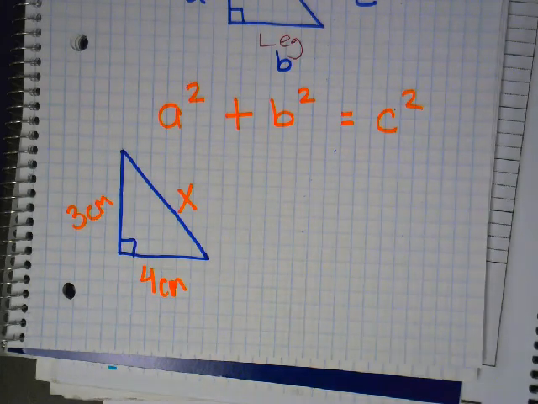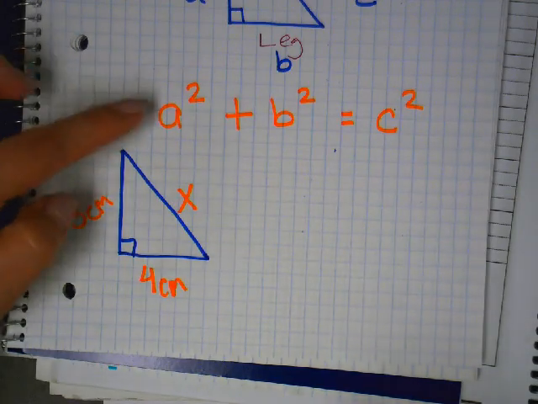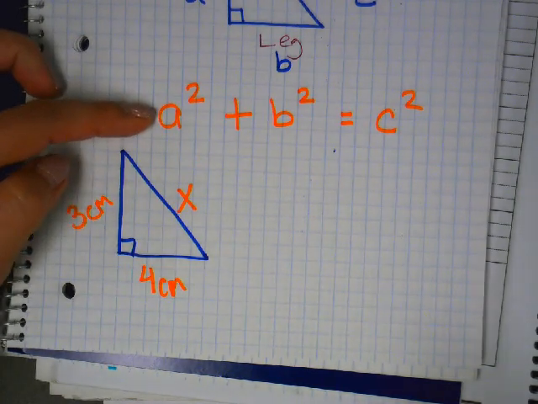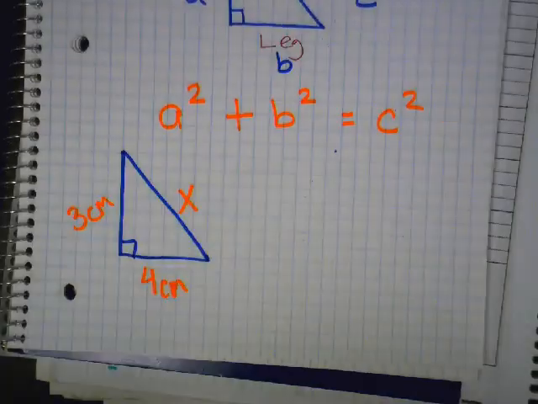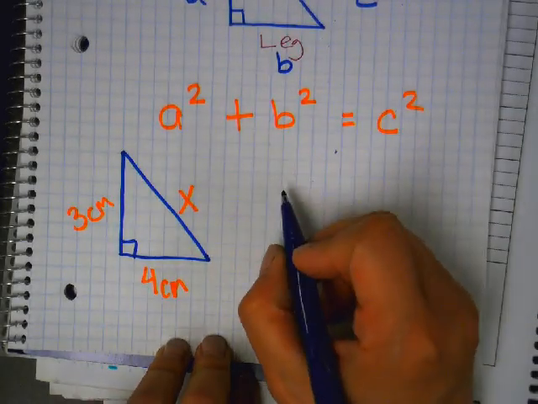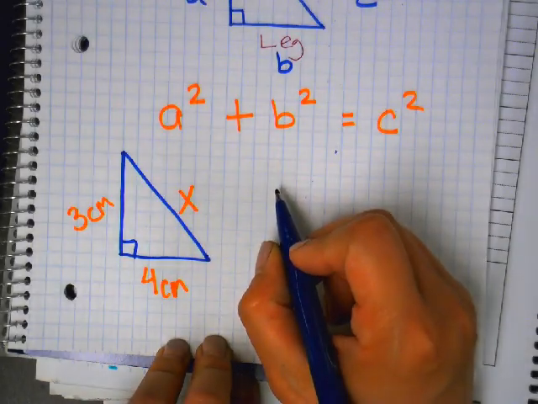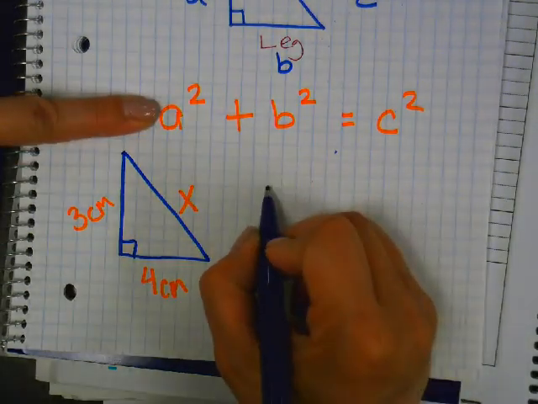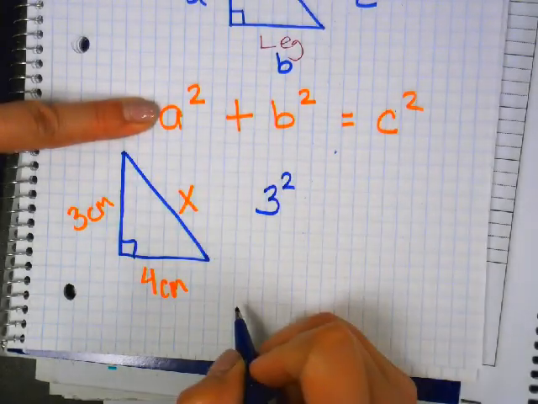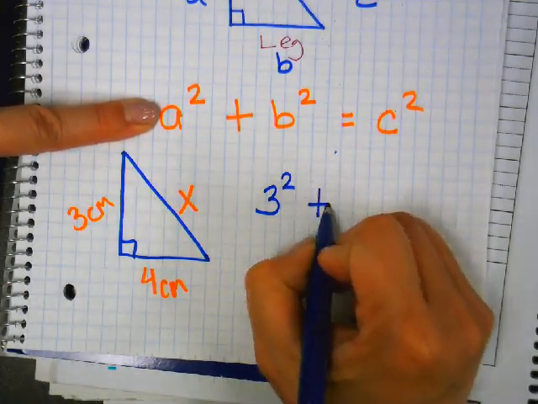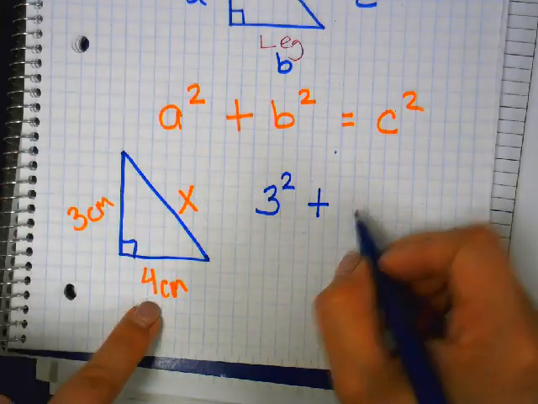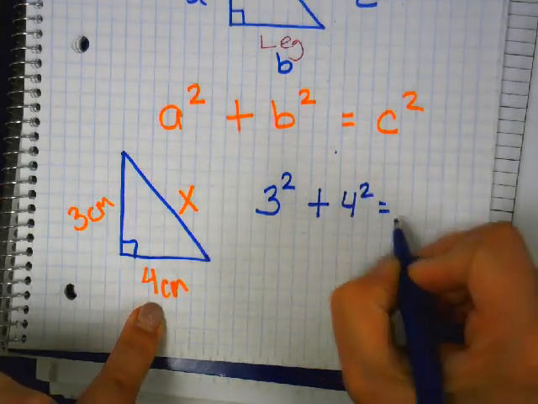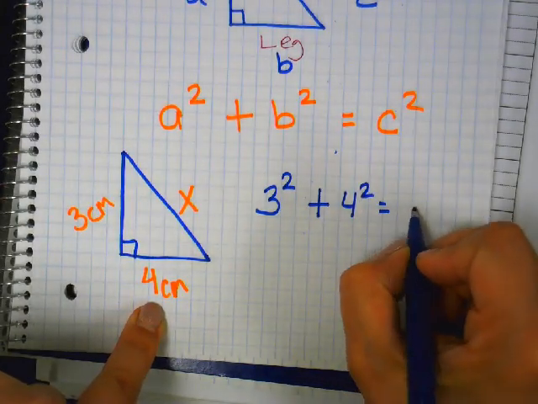All right, so let's plug in our numbers. Here is our formula. A squared plus B squared equals C squared. So what's the first thing I should write? What should I substitute? A. So which number represents A? So we're going to go 3 squared plus what? 4 squared. 4 squared equals C squared.